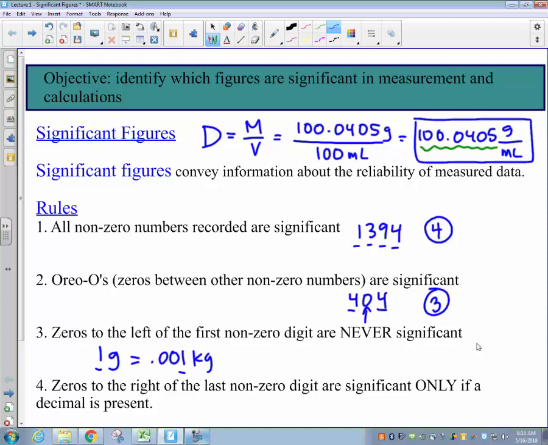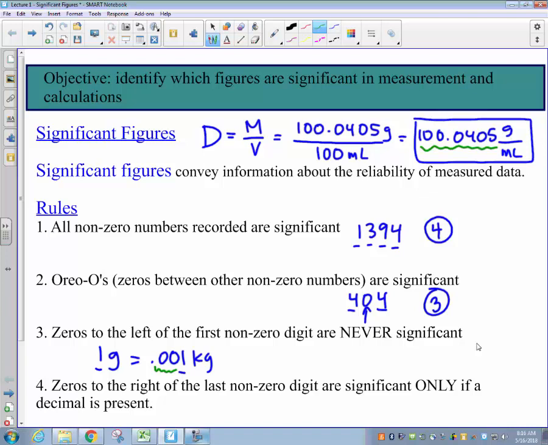So the real idea is about those zeros that are to the left of the first non-zero number there, the 001 in 0.001 kilograms. Those zeros really don't tell me about the accuracy to which I've measured the value. All they tell me is, in this given unit of measurement, this happens to be a very small number. And small is not the same thing as accurate.